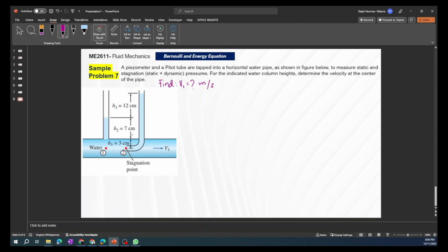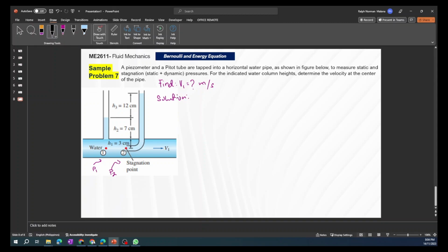So what we do here, we take points 1 and 2 along the streamline and the center line, with point 1 directly under the piezometer, and point 2 at the tip of the pitot tube. And from here, we can now get the gauge pressures P1 and P2. That's our gauge pressure, by the way. So for the solution, we'll set that up first.